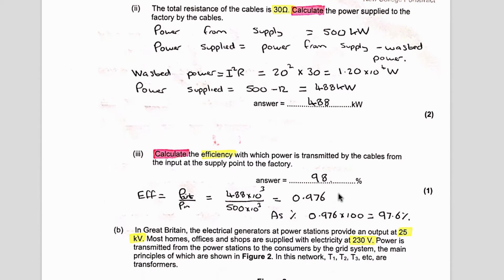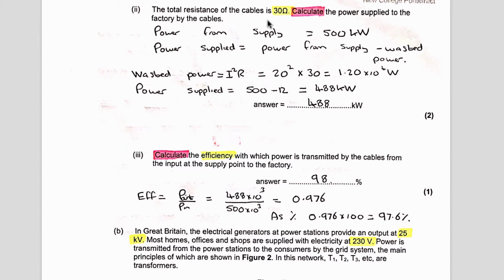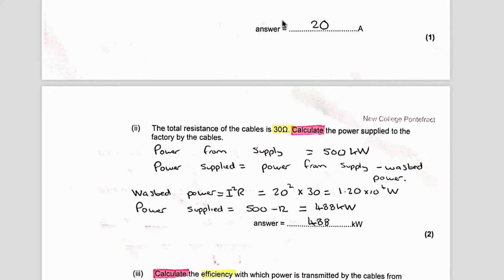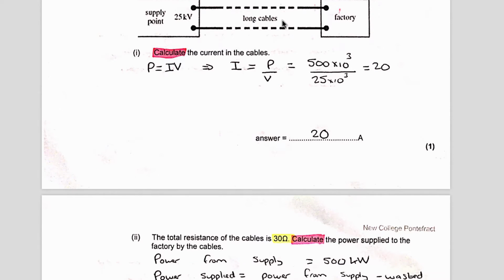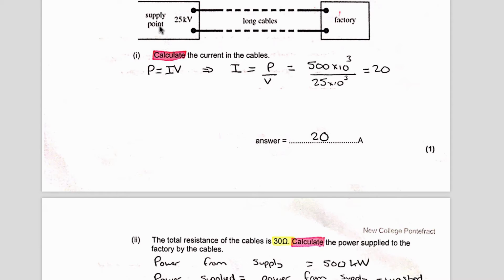We're then told that the total resistance in the cables is 30 ohms, and we're asked to calculate the power that's actually supplied to the factory by the cables. So if we go back up to here and have a think about our diagram, the supply point is providing 500 kilowatts of power on this side. As the electricity travels down the cables, because the cables have resistance, some of that energy will be converted into thermal energy as heat, so it will be wasted, and so there'll be less energy or less power at the factory than there was to start with.